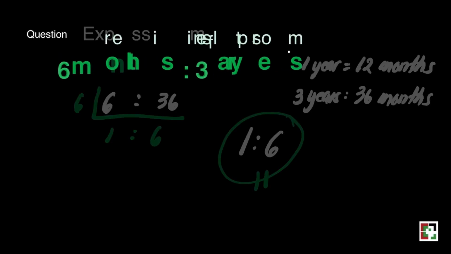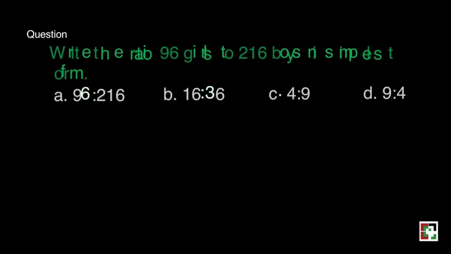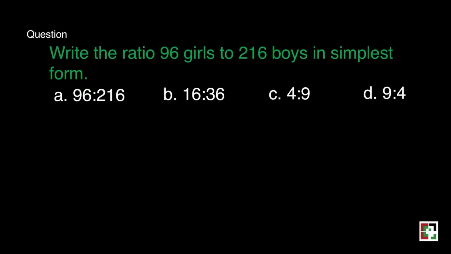We have another one here. Write the ratio 96 girls to 216 boys in simplest form. A. 96 is to 216. B. 16 is to 36. C. 4 is to 9. And D. 9 is to 4.